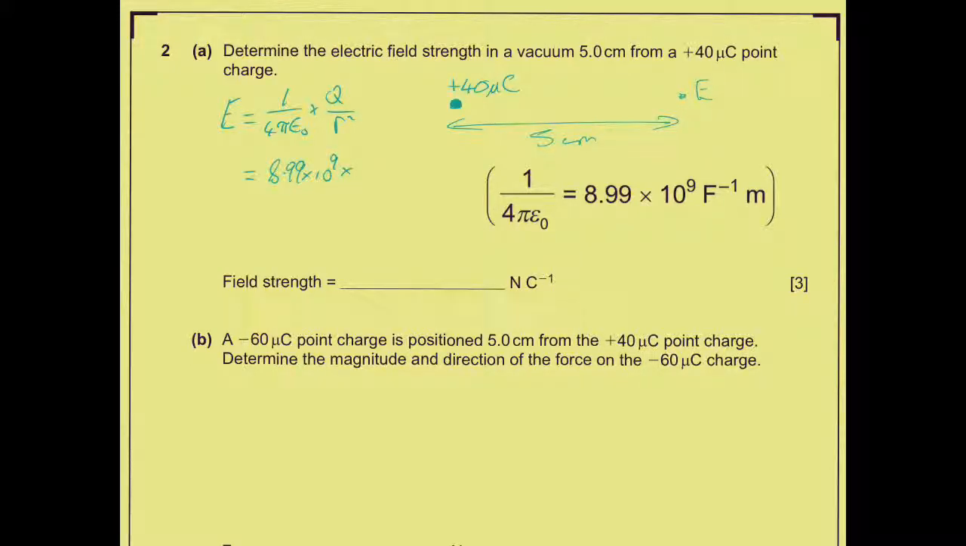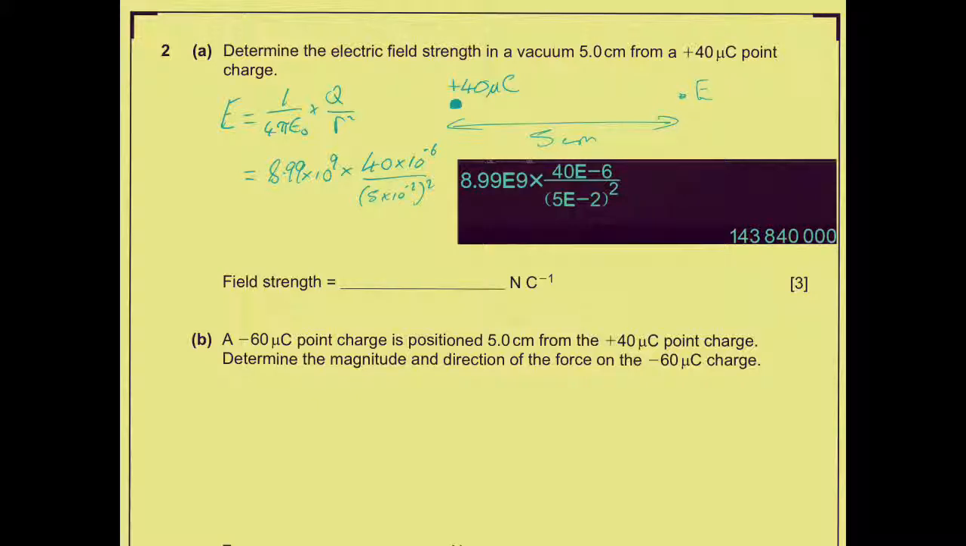We've got a Q on the top line of 40 micro, so that's times 10 to the minus 6. And we're squaring on the bottom 5 centimeters, which is 5 times 10 to the minus 2, and then we're squaring that. We're taking the time to make sure that we're subbing in with correct units. So putting that through the calculator, taking the first few significant figures, we get 1.44 times 10 to the 8 newtons per coulomb.